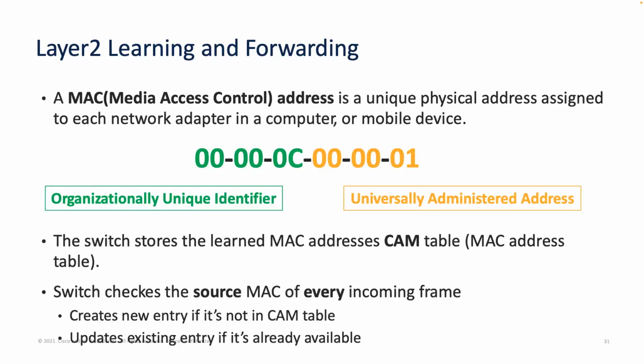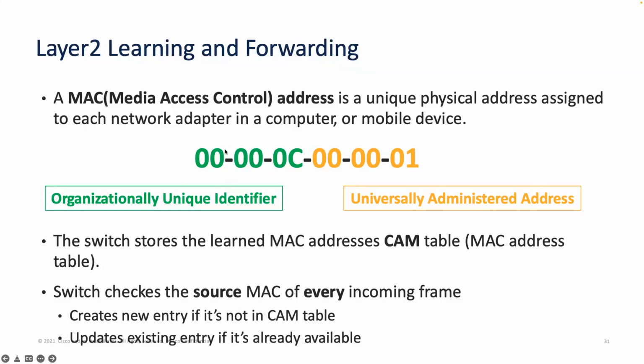A MAC, or media access control address, is an identifier that every network device uses to uniquely identify itself on the network. So no two devices anywhere in the world will have the same MAC address. The MAC address is made up of a 6-byte hex number that is burned into every NIC by its manufacturer. As you can see here, the MAC address is broken up into two parts.